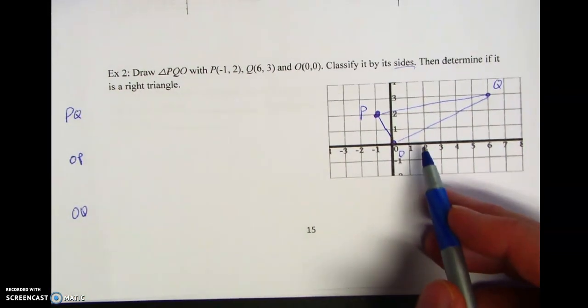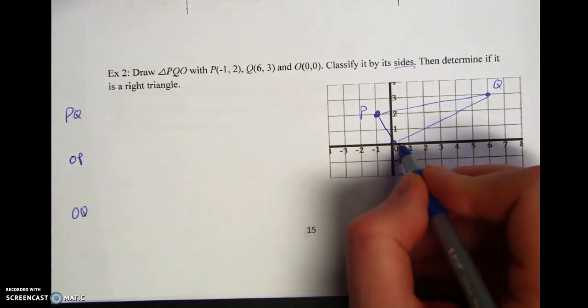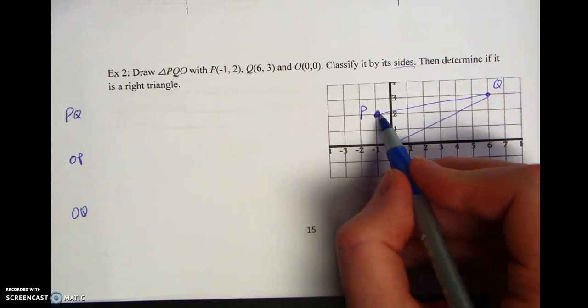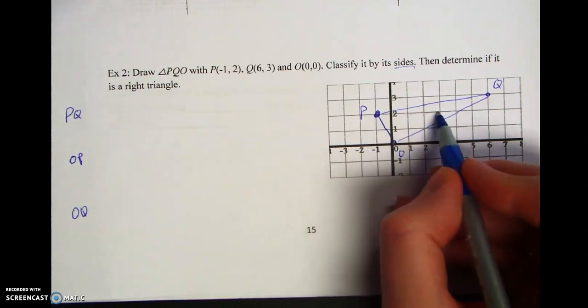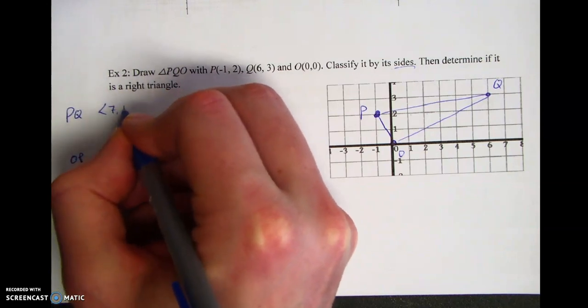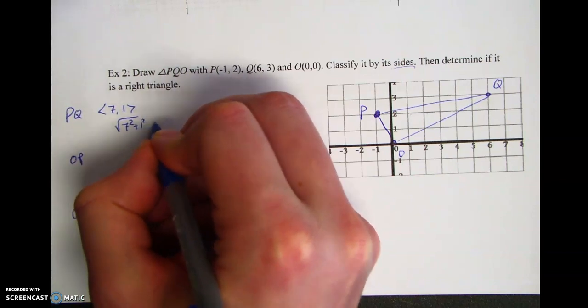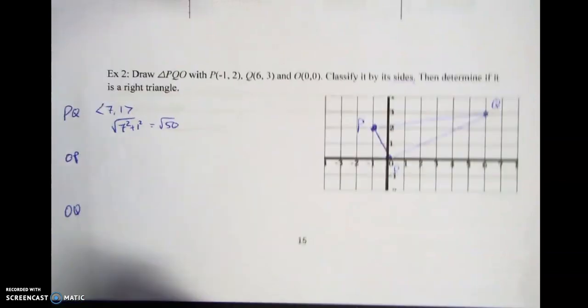When it's on coordinates, I like to use our shortcut for the distance formula, which is looking at it as a vector. For PQ, this is over 1, 2, 3, 4, 5, 6, 7, and up 1. So for the distance formula, 7 squared plus 1 squared is the square root of 50.